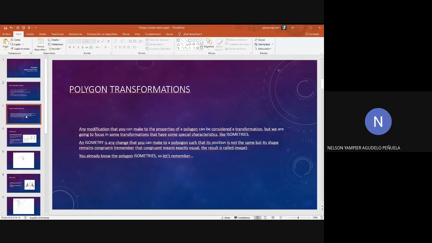So, let's start by remembering what is a polygon transformation. Here you can see in this slide that any modification that you can make to the properties of a polygon can be considered a transformation. For example, I am going to open GeoGebra. GeoGebra is a software that you can also use on your own because it is online.